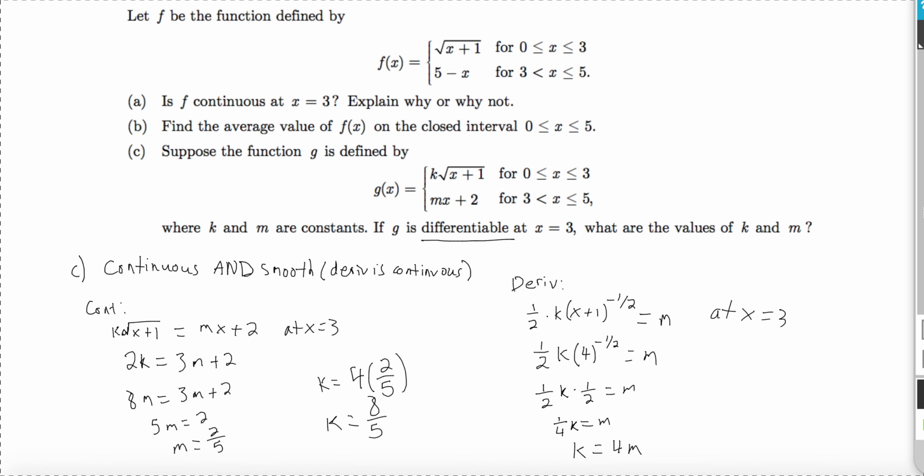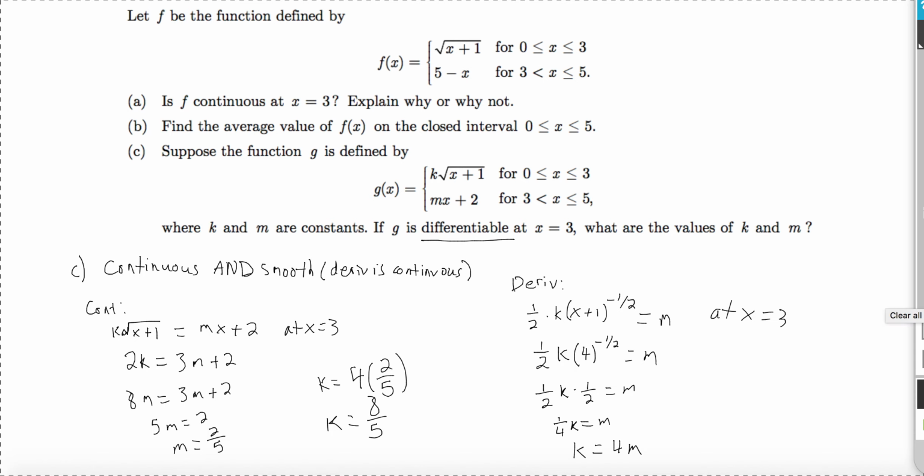Point-wise here, you got 1 point for getting down to this spot here, knowing that 2k is equal to 3m plus 2. You get 1 point for solving for k or m in terms of a variable, and then 1 point for the values of k, which is 8/5, and m, which is 2/5. All right. There you go. Hopefully that gives you some insight into that free response question.